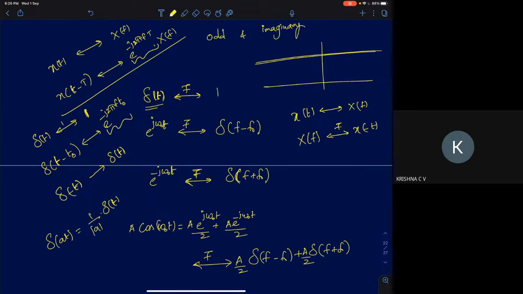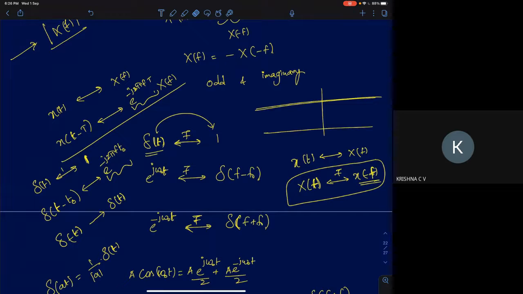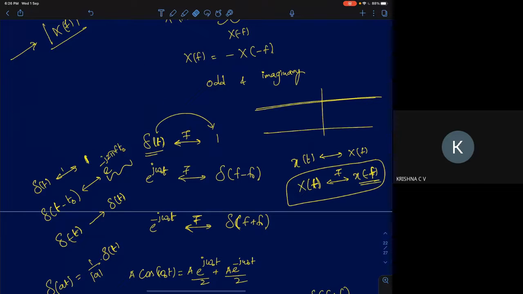Okay, so we'll use this property now. If I have a signal which is capital X of t, where I've just replaced the Fourier transform variable f with t, the Fourier transform of that signal will be small x of minus f. So if delta of t has a Fourier transform of 1, the Fourier transform of a constant function will be an impulse in frequency domain.